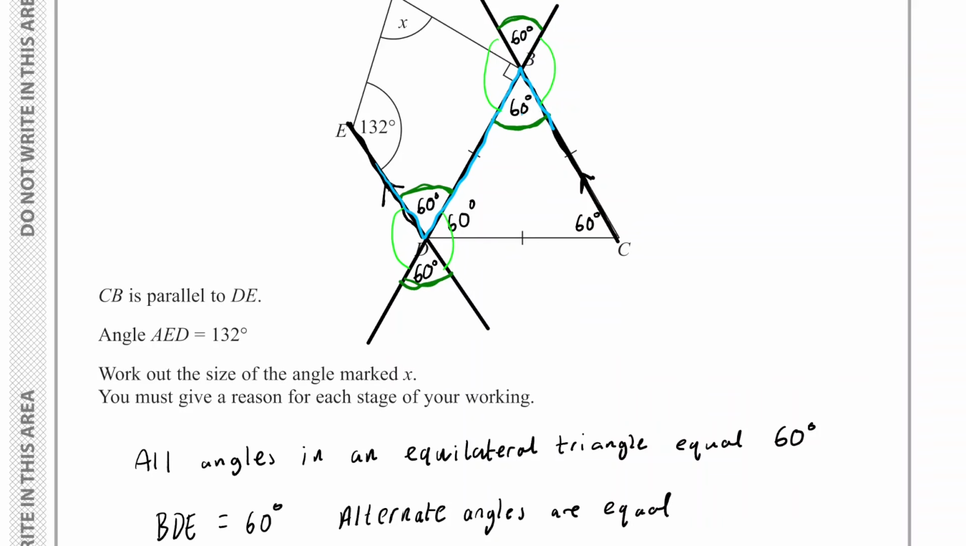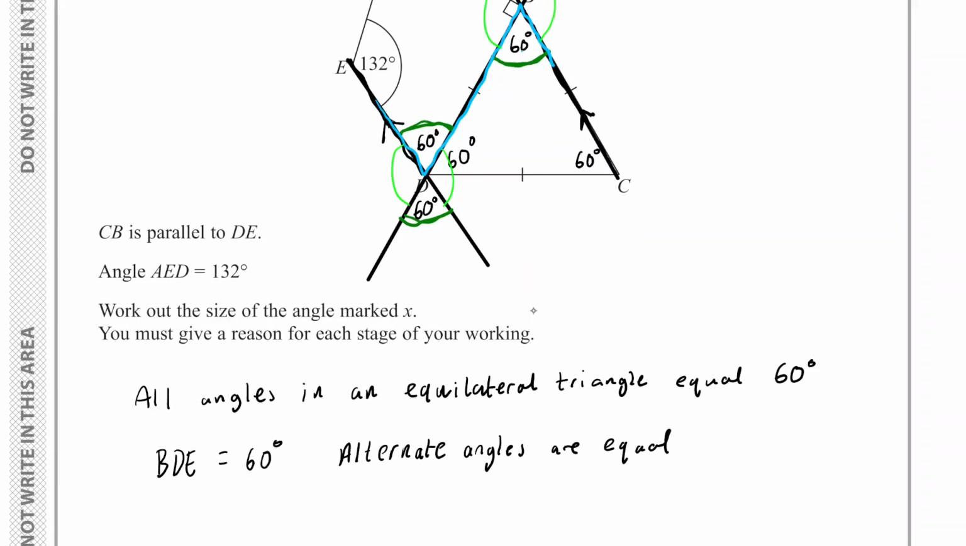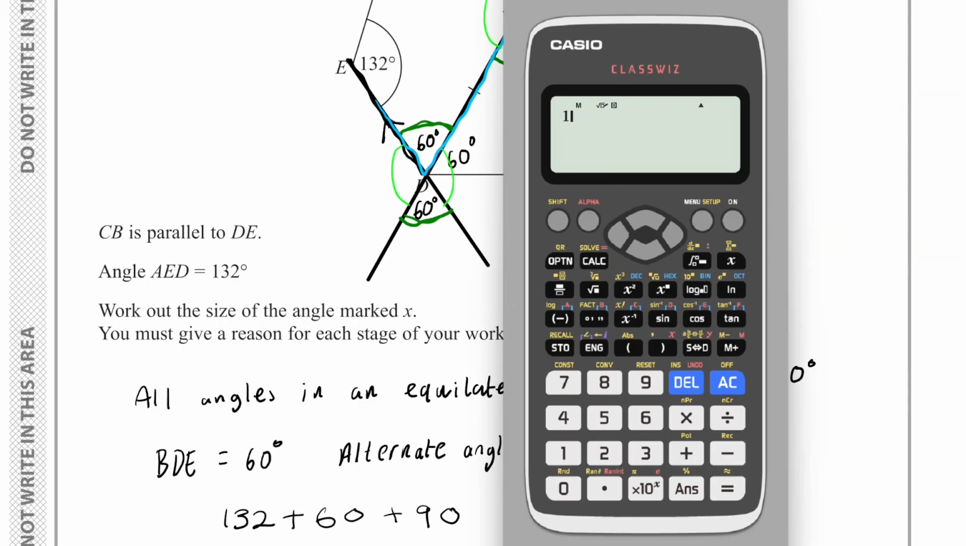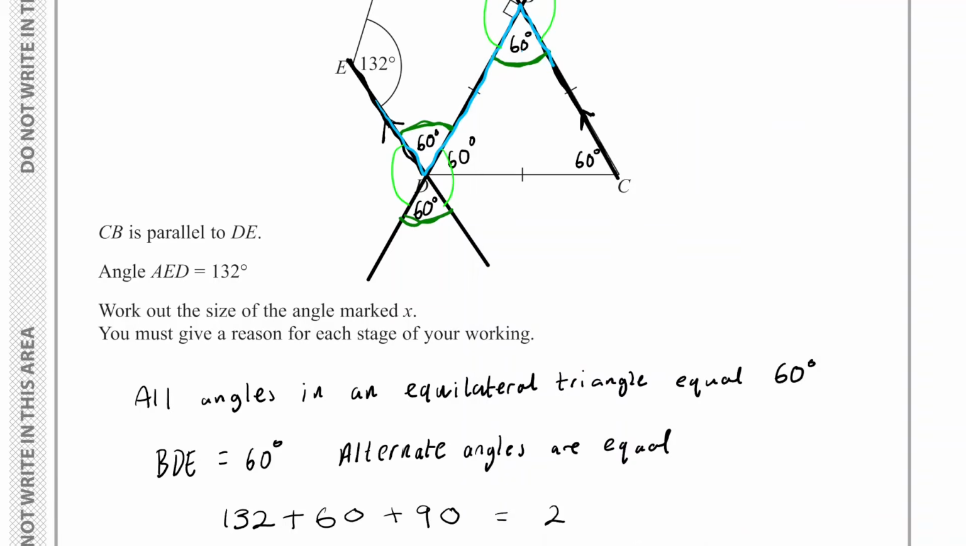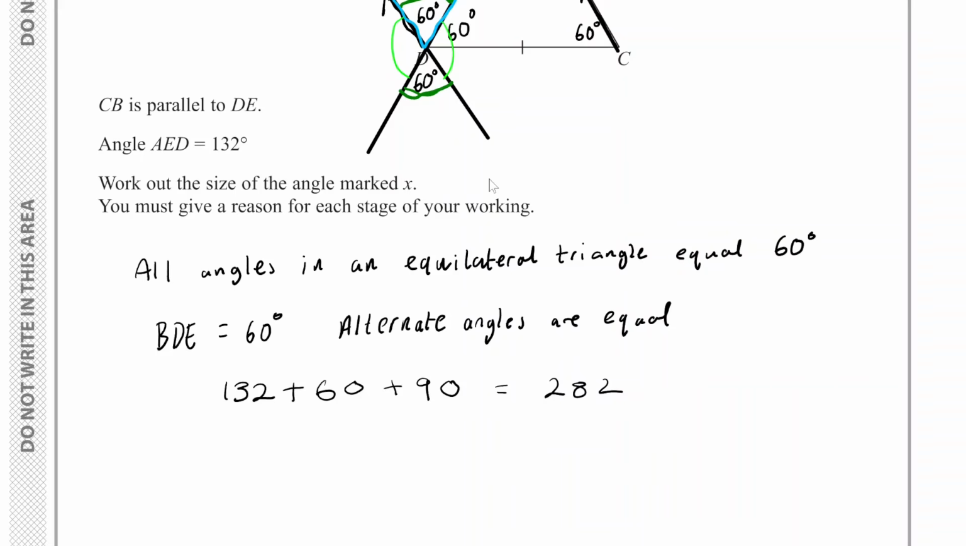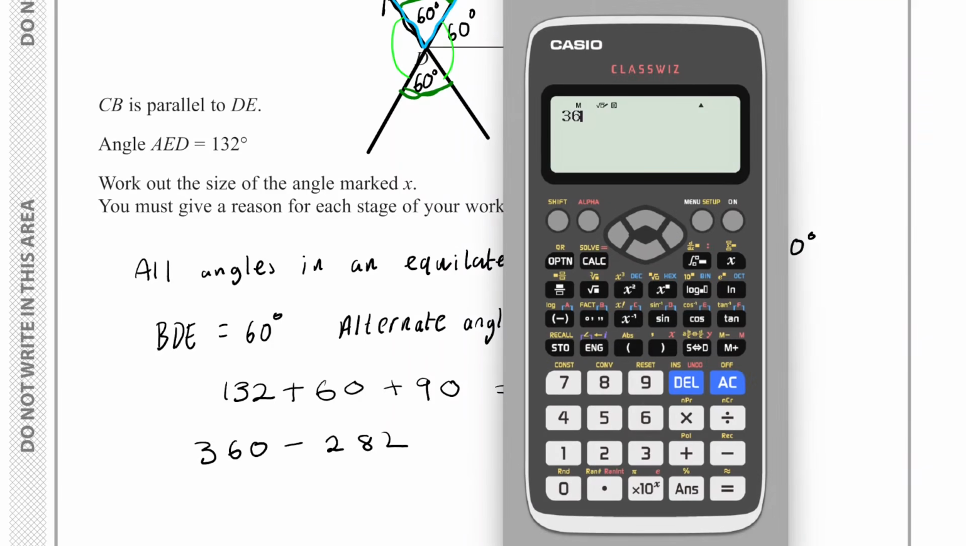So now we've got angles in a four-sided shape. We've got a 132, a 60, a right angle, so 90 degrees, and an X. So 132 plus 60 plus 90, 132, 60, and 90 makes 282. So we've got 282 degrees. The angles in a four-sided shape always add up to 360. So 360, take away the answer, is 78 degrees.